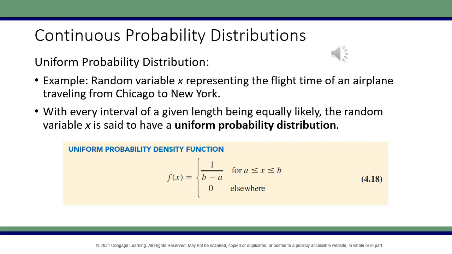Let's begin with the uniform probability distribution. To illustrate this concept, consider an example of a random variable x representing the flight time of an airplane traveling from Chicago to New York. In a uniform distribution, every interval of a given length is equally likely to occur. This means that the probability of the flight lasting between, say, 120 to 130 minutes is the same as the probability of it lasting between 130 to 140 minutes, assuming these intervals are within the possible range of flight times.